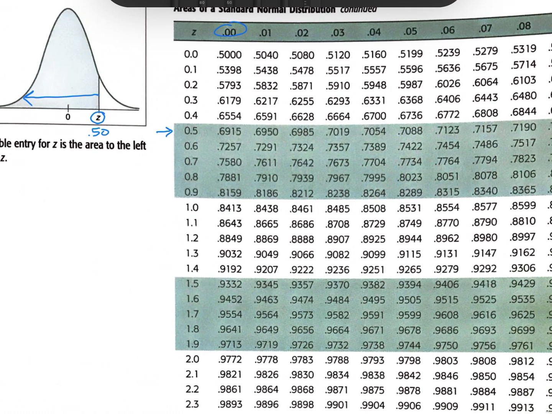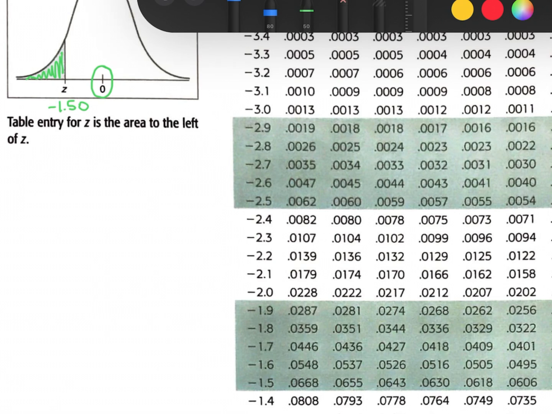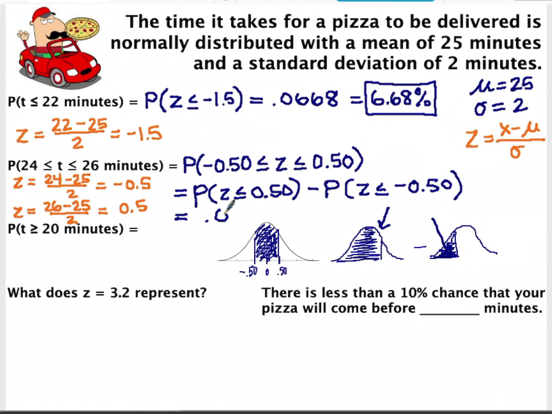0.50 would be 0.6915. So this big area is 0.6915, and that smaller chunk was the 0.3085. So there is a 38.3% chance that our pizza comes between 24 and 26 minutes.